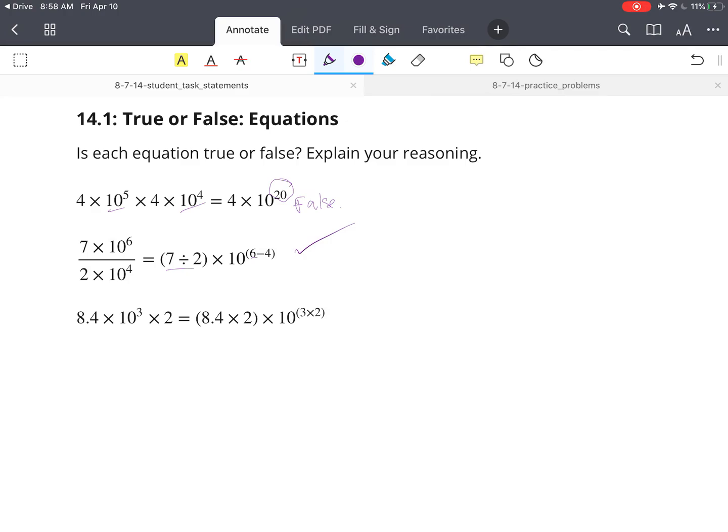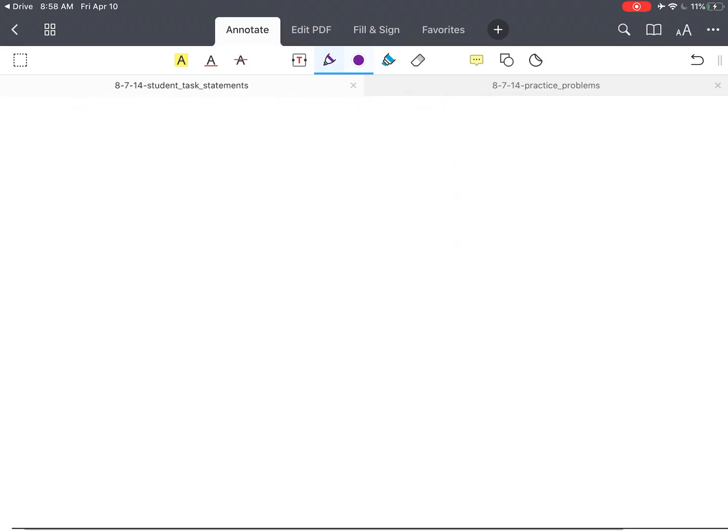8.4 times 10 to the 3rd times 2. Okay, so this is a multiplication, so this is good, right? We can combine these two, but I don't like this right here. I don't know why they're multiplying the exponent by 2. That's false. Okay?